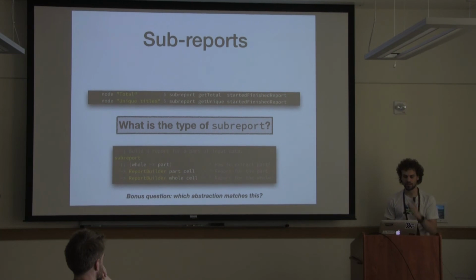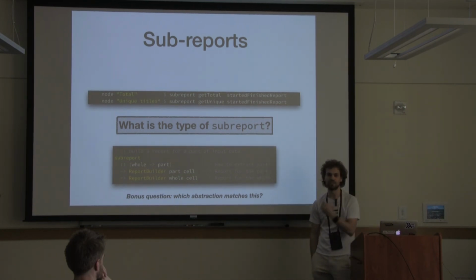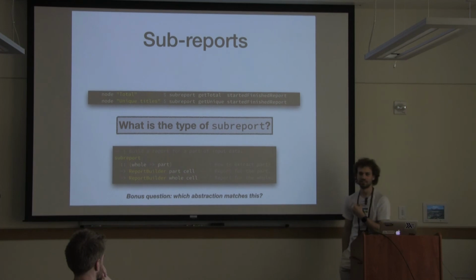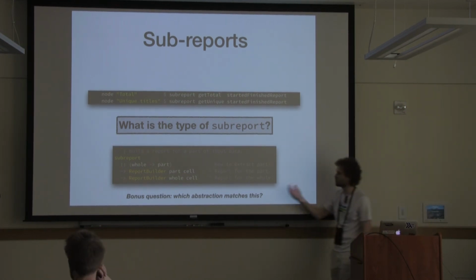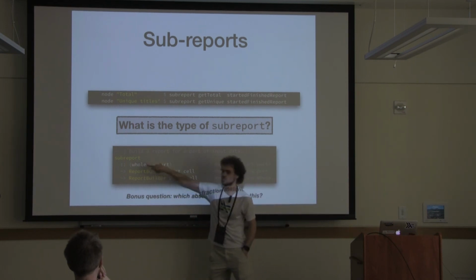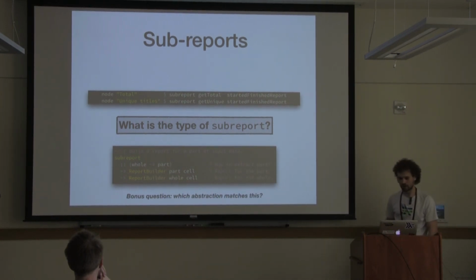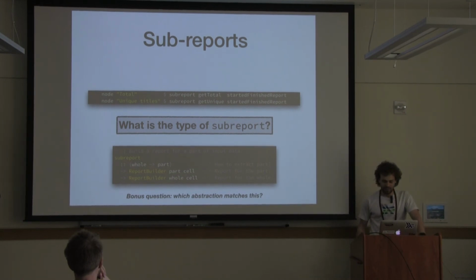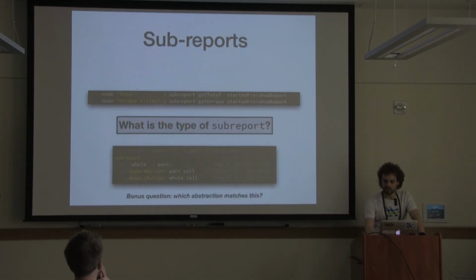This is actually, yeah, so the bonus question is which abstraction matches it? Does anyone know? Contravariant? It's contramap. Yeah. So it's like functor, but in reverse, right? Because if it was a functor, we would have this function the other way around. Yeah, so you can actually reflect on that, we'll see later maybe. Okay, so that's basically the gist of it.